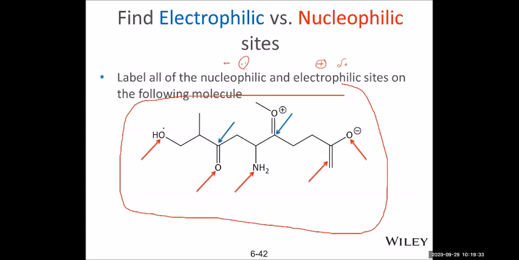This oxygen has lone pairs, so that makes it nucleophilic because it has lone pairs around. Also, because of the carbon and hydrogen, this oxygen is slightly negative. And this is the carbonyl. The carbonyl oxygen has lone pairs, so the oxygen is nucleophilic. This carbon, because the electrons are being pulled away by the oxygen, is positive and attracts negative electrons. So this is the electrophilic site.